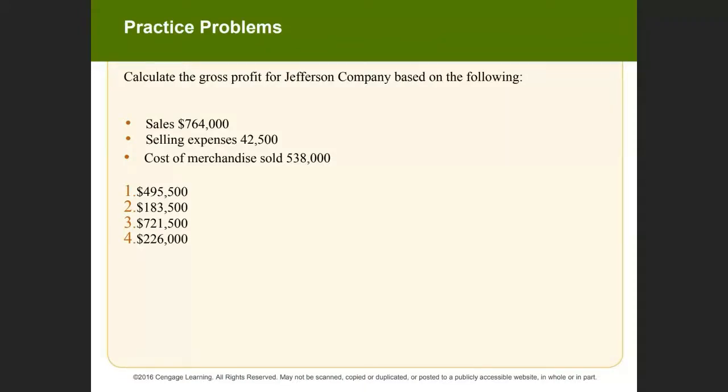Now we're going to work some problems. Calculate the gross profit of Jefferson Company. Sales, selling expenses, cost of merchandise sold.